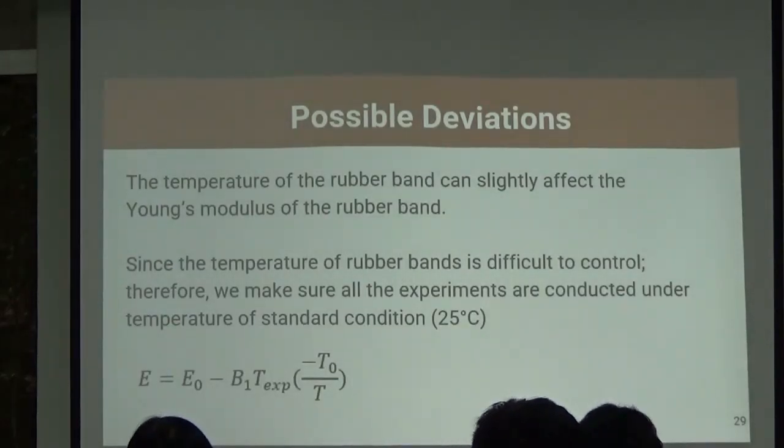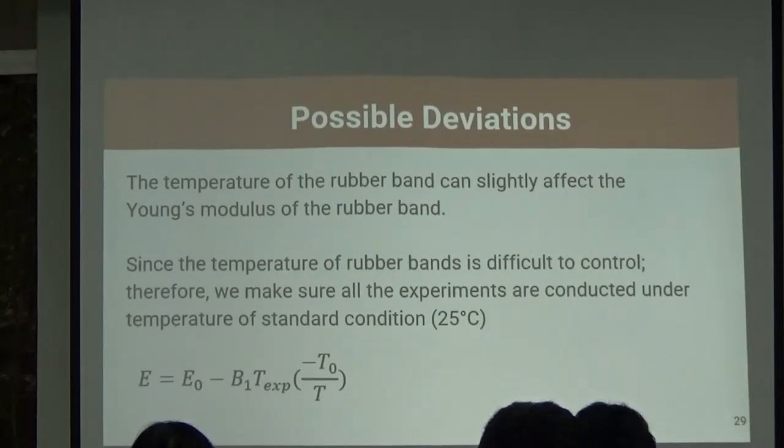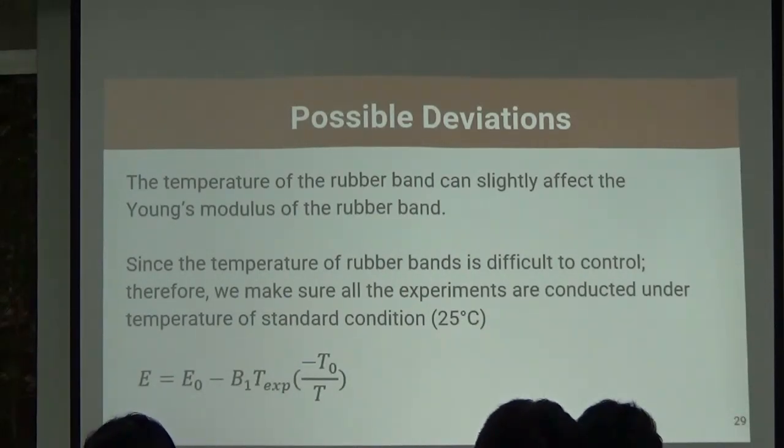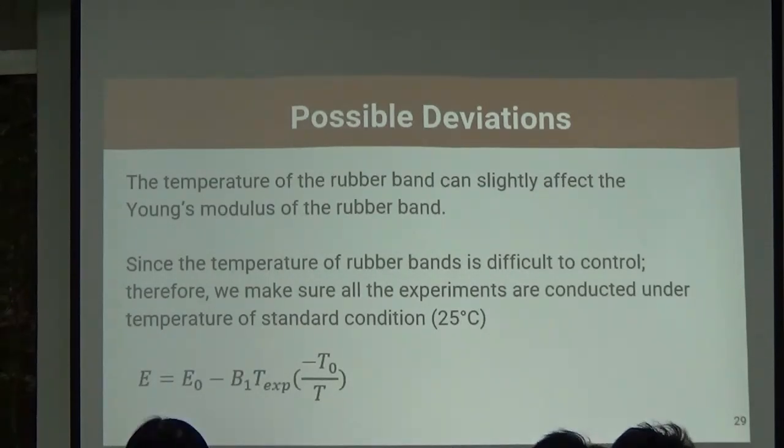So next, I would like to establish some possible deviation throughout our experiment. We all know that Young's modulus can vary with temperature, but it's really hard to control the temperature of the rubber band throughout the process. Therefore, this could be a possible deviation in our experiment.